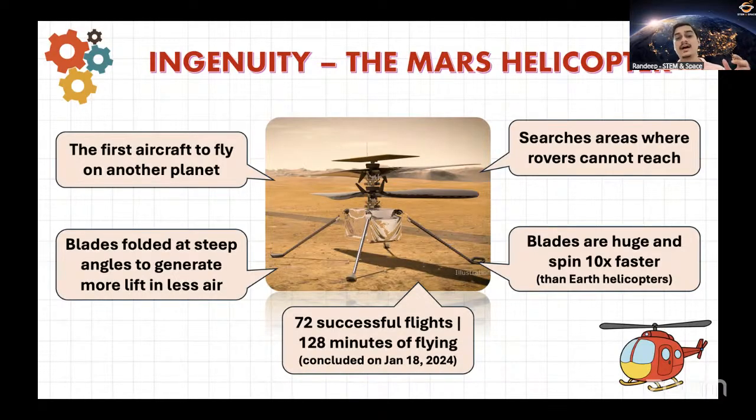As of January 18, 2024, it conducted 72 successful flights covering over 2 hours of flying. 128 minutes means 2 hours of flying. So that's the amount of flight that this helicopter could take. So what happened on Jan 18, 2024? While landing, it fell off and one of its blades broke. That is the reason that although the helicopter is still there on the Mars surface, it is no more able to fly, unfortunately.